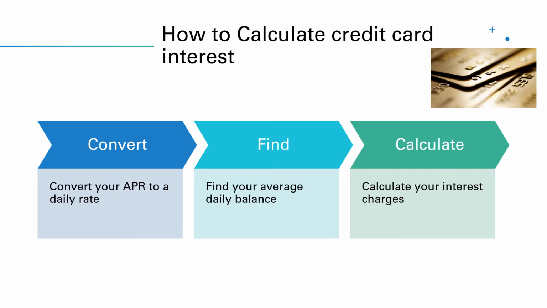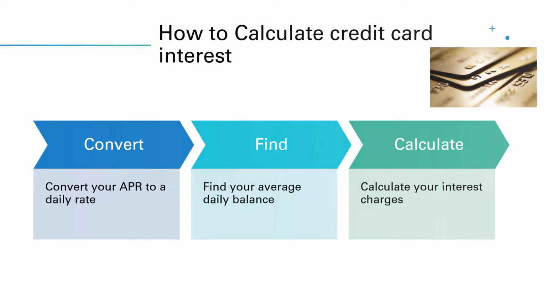So how are we going to calculate the credit card interest? There are three different steps. The first one, convert the APR to a daily rate. Second step, find the average daily balance, and then calculate the interest charges. So before we calculate the interest charges, we have to do two important things: one, convert the APR to a daily rate, and then find the average daily balance.